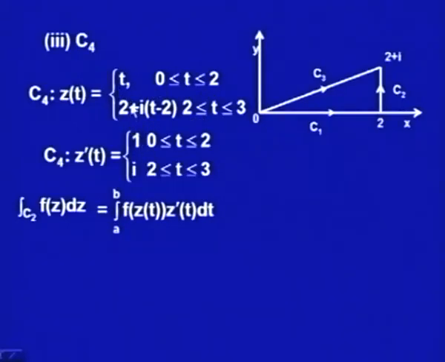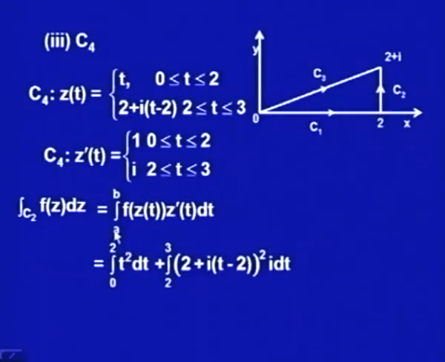So z square would be t square, and in the second case, for 2 to 3, z square would be (2 plus i times (t minus 2)) whole square. And z dash t is 1 in the first range 0 to 2, and i in the second range 2 to 3. So we get the integral from 0 to 2 of t square dt, plus the integral from 2 to 3 of (2 plus i times (t minus 2)) whole square times i dt. The first integral is easy: the integral is t cube by 3 evaluated from 0 to 2, which gives me 8 by 3.